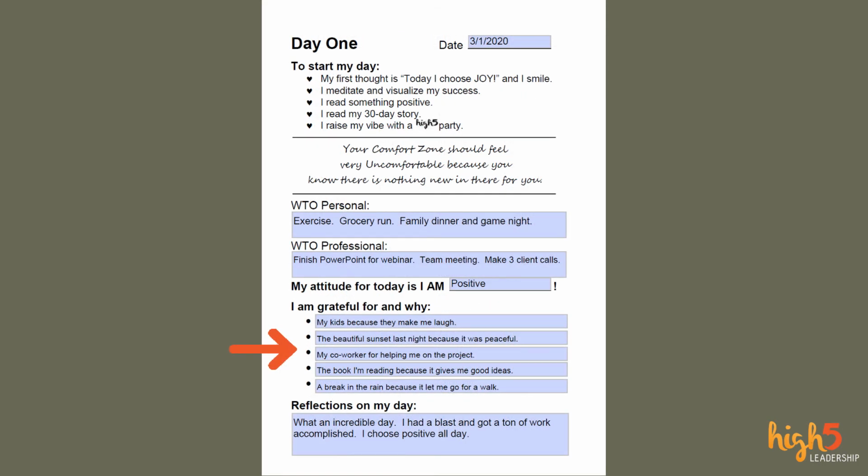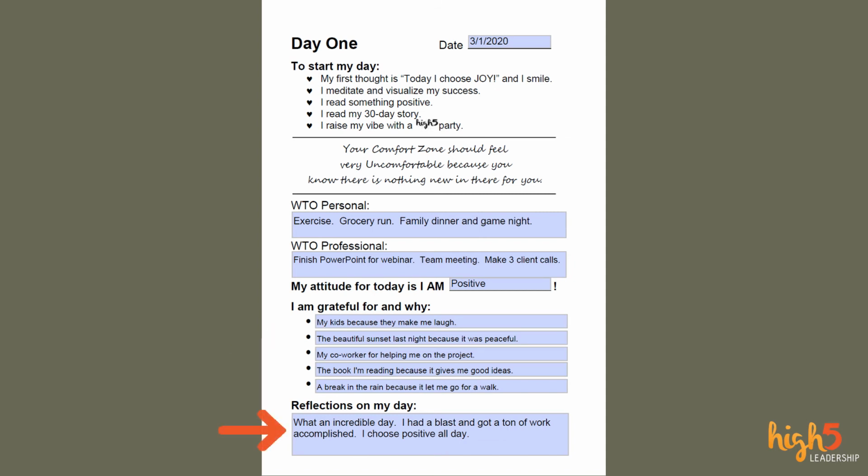Below that is a section for I am grateful for and why. One of the most powerful emotions is gratitude. When you are focused on what you are grateful for, it instantly raises your energy into a very positive state. We like to say that gratitude is the express elevator to joy because it is impossible to be angry or depressed if you are feeling grateful. So, what are 5 things that you are grateful for? People, things, events, whatever that is for you. And then we take it a step further with why you are grateful for that.